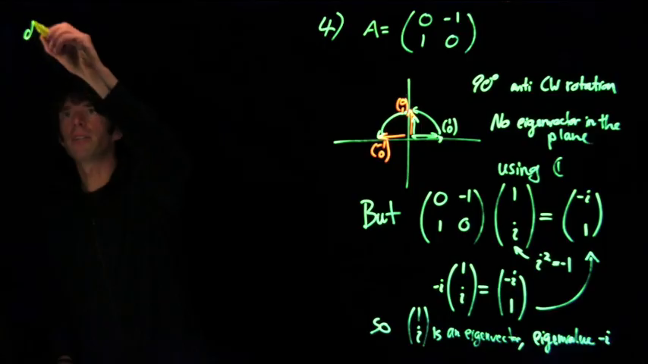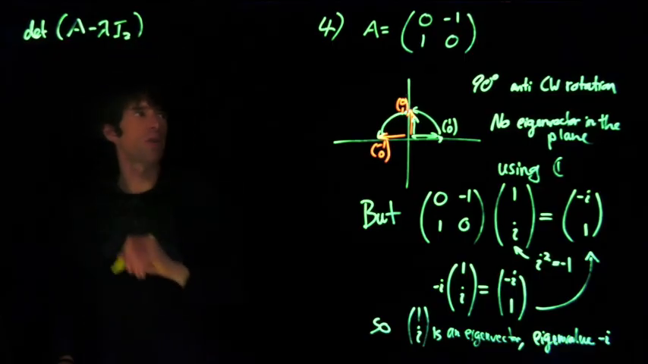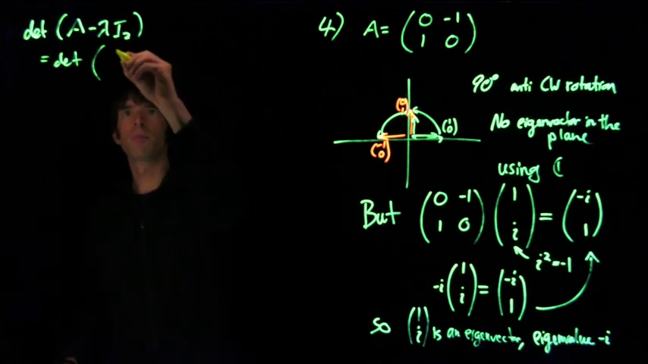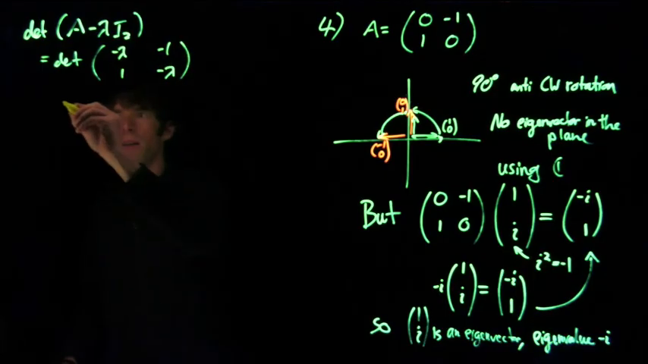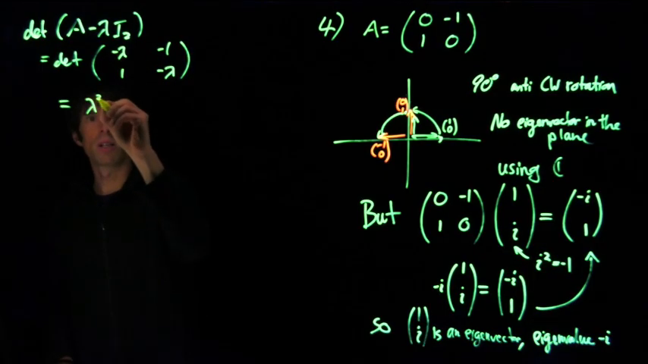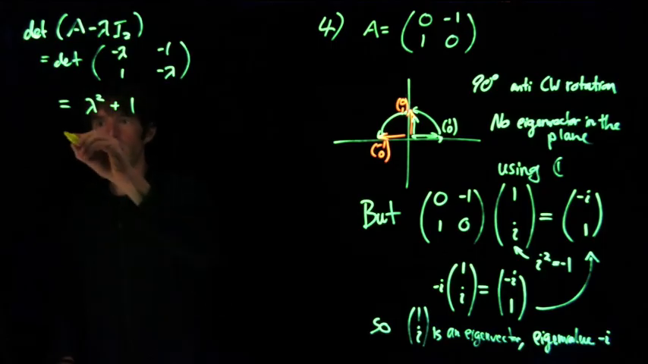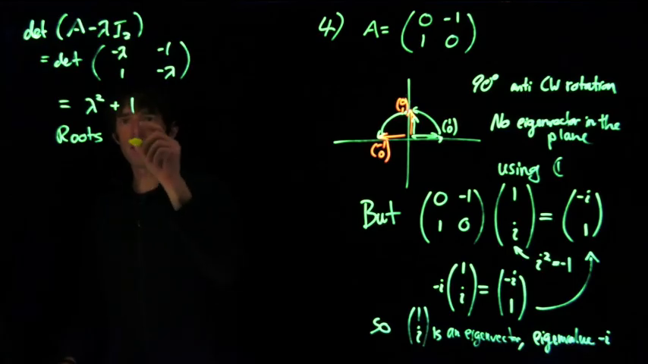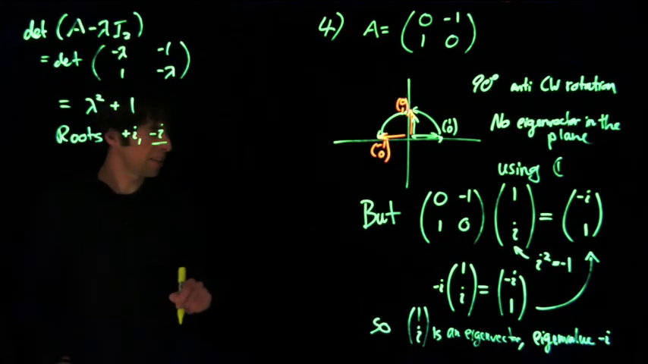So let's look at the determinant of A minus lambda times the 2 by 2 identity matrix. This is equal to the determinant of minus lambda, 1 and minus 1, minus lambda. This is equal to lambda squared. Minus 1 times minus 1 is plus 1. And the roots in this case are going to be plus i and minus i. So minus i was the one we found in that example there.